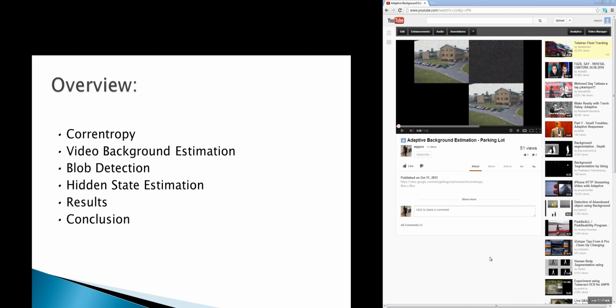Here's an outline of my talk. I will first be talking about the Correntropy, which is a measure of similarity that we are using in our methods. Then I will talk about video background estimation and a method that I developed a year or two ago to do background estimation in videos. Then I will talk about the blob detection method that I borrowed from a student in the University of Toronto. Then I will talk about different hidden state estimation problems. These filters will include the Kalman filter, Correntropy filter, and variations of the Correntropy filter. Then I will outline the results and conclude the talk with some remarks.